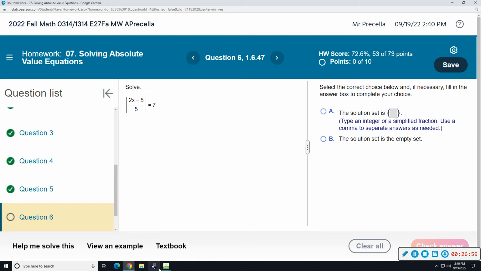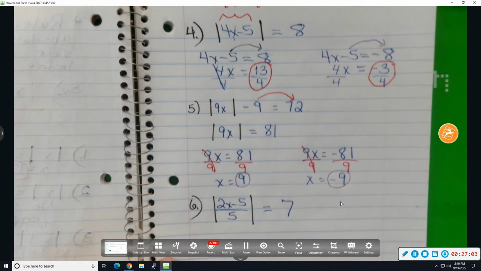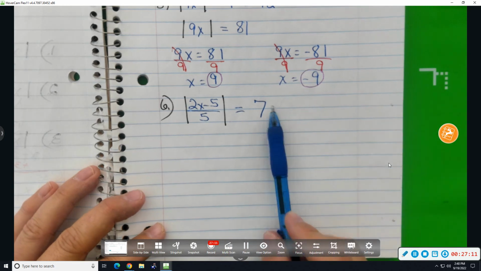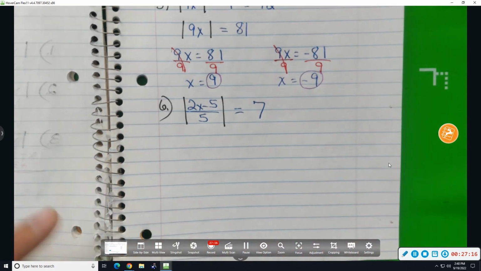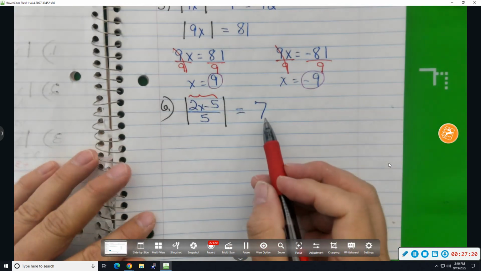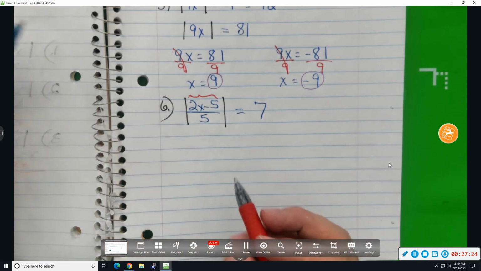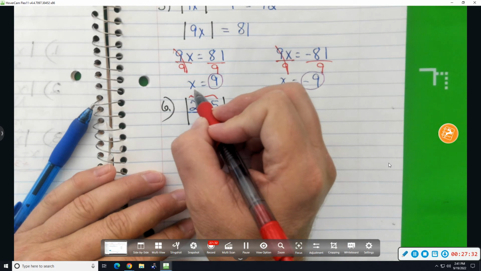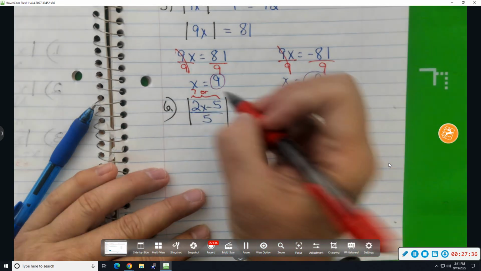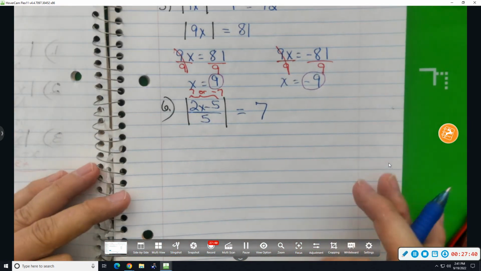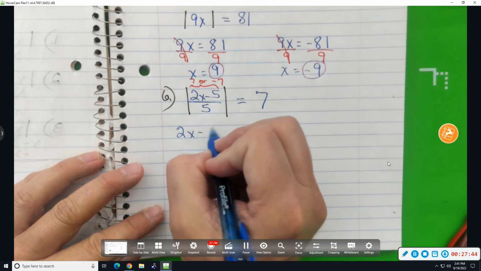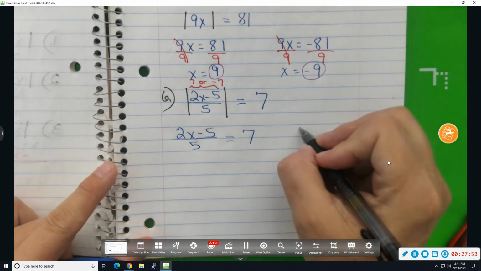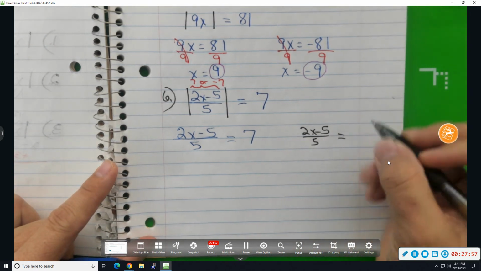But notice, we already have the absolute values isolated on one side. We have a positive number on the other side. So that means the only way an absolute value can equal 7 is for the stuff inside those bars to be what numbers? I'll get us started. 7 or negative 7. I agree. So we have 2x minus 5 all over 5 equals a positive 7, or 2x minus 5 over 5 equals a negative 7.